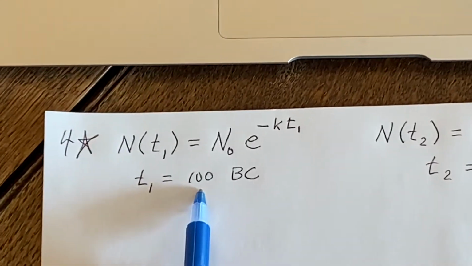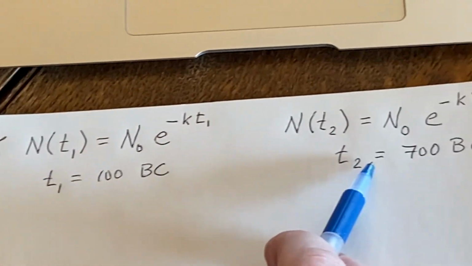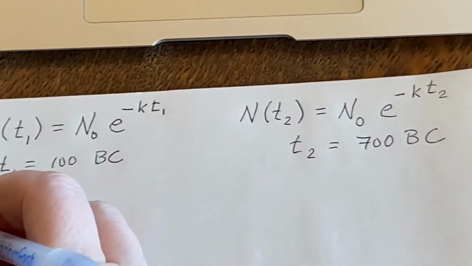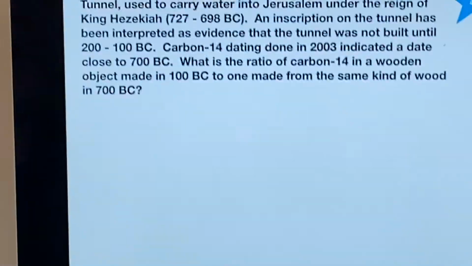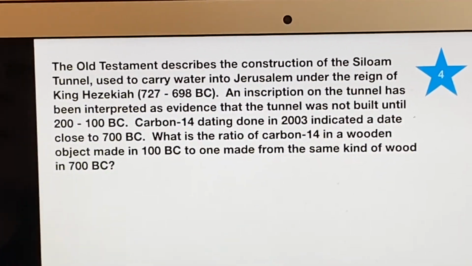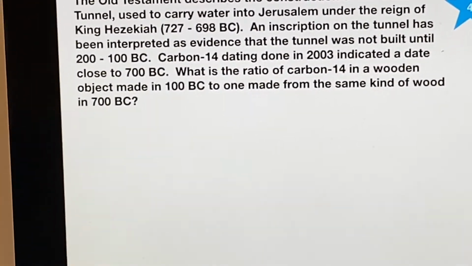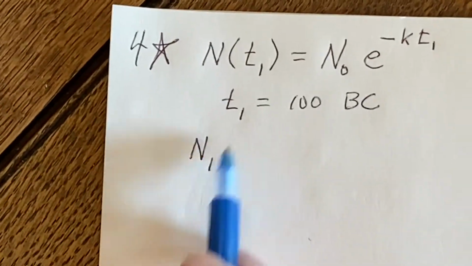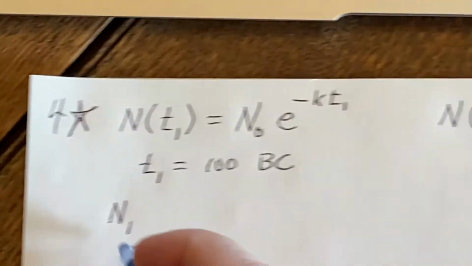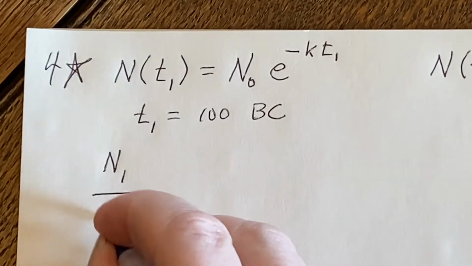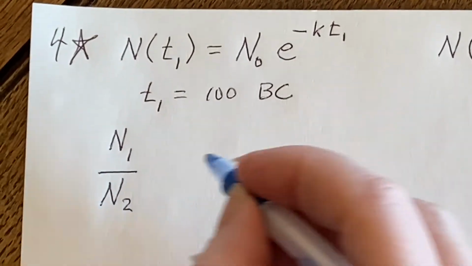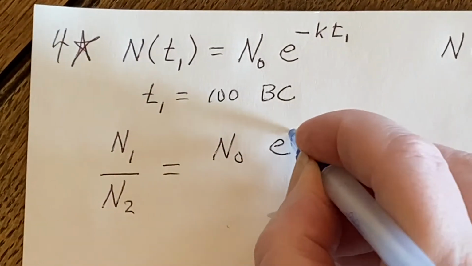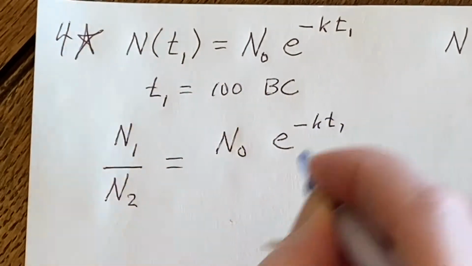If this is 100 BC and that's 700 BC, even longer ago, right? I could just say they are asking for a ratio of the one in 100 BC to the one in 700 BC. So I'm just going to set these up as N1, which is the shorthand for N at T1, over N2, same shorthand. When I do that, I would be putting these two formulas up here like this.